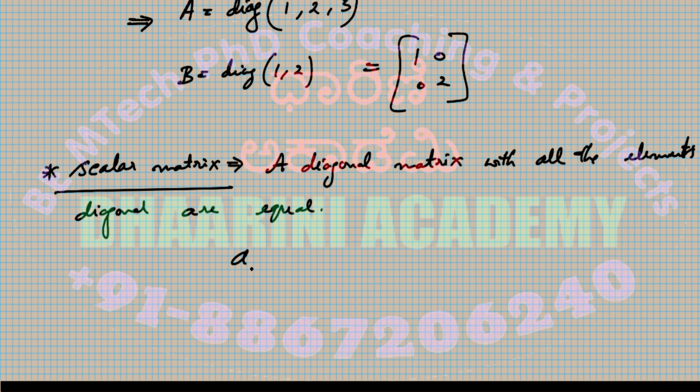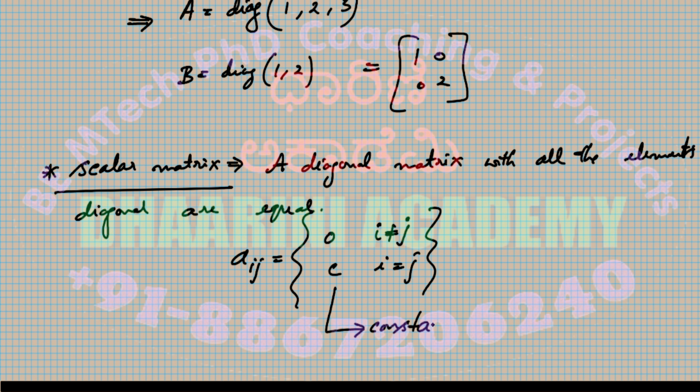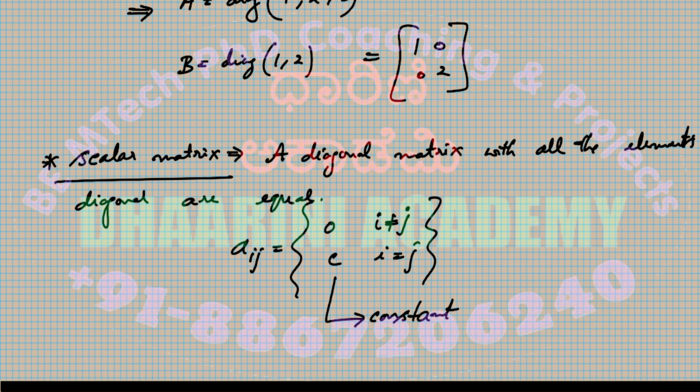Okay, so Aij is equal to 0 if i is not equal to j. Now it's not just non-zero, it's a constant c. If i is equal to j, it's going to be some constant c. So c is a constant. Any matrix which satisfies this condition will be called a scalar matrix.